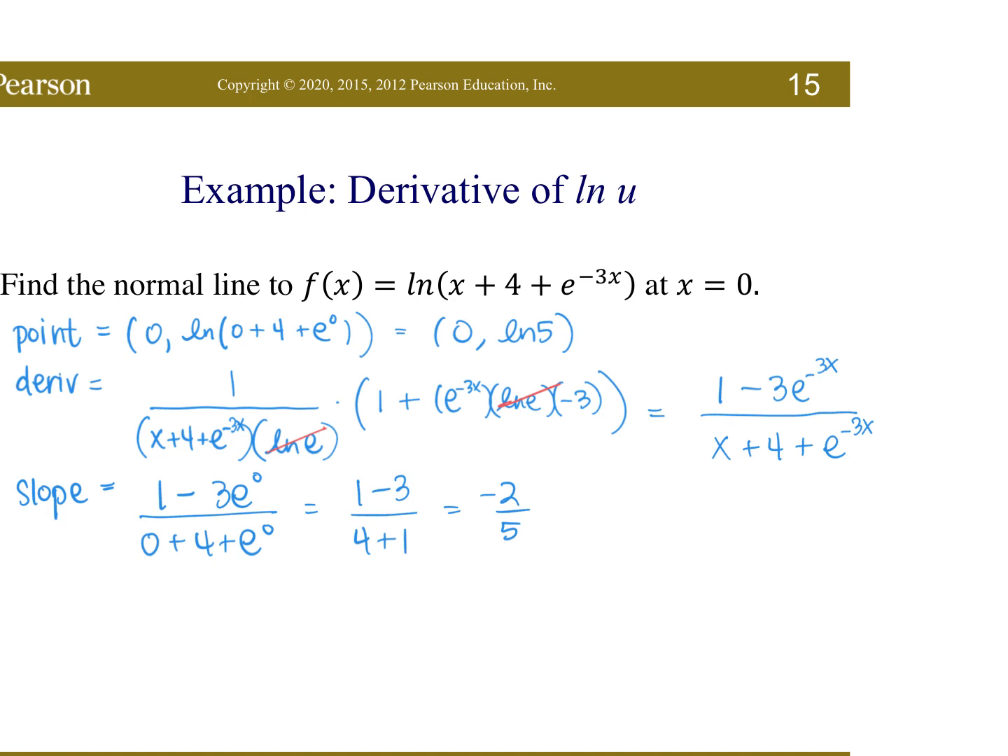And then you're ready to write your normal line now that you know the value. So your final normal line is going to be y minus the ln of 5, that's your y value. The normal slope will be 5/2, and then x minus 0 will be the rest of that, the x minus 1 term.